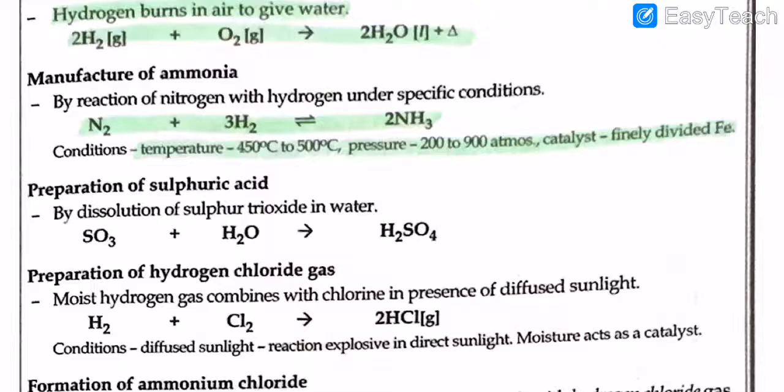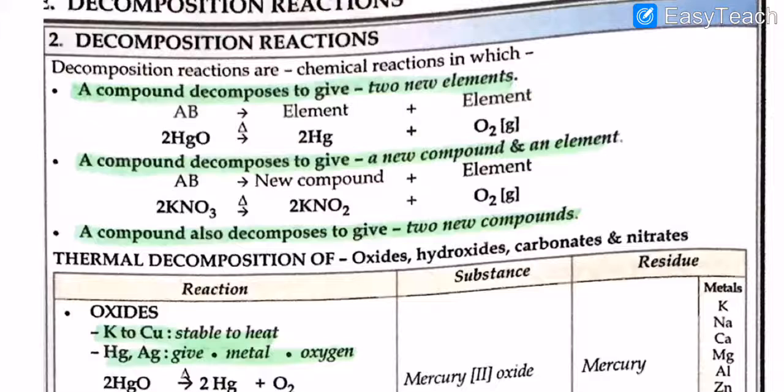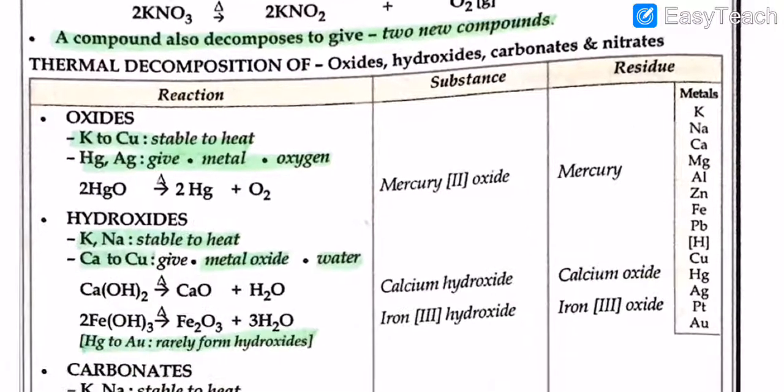Okay, moving on, let's move on to our decomposition reactions. Decomposition reactions are chemical reactions in which a compound decomposes to form two or more elements, a compound decomposes to give a new compound and an element, or a compound decomposes to give two new compounds. Some thermal decompositions of oxides, hydroxides, carbonates, and nitrates are given right here.